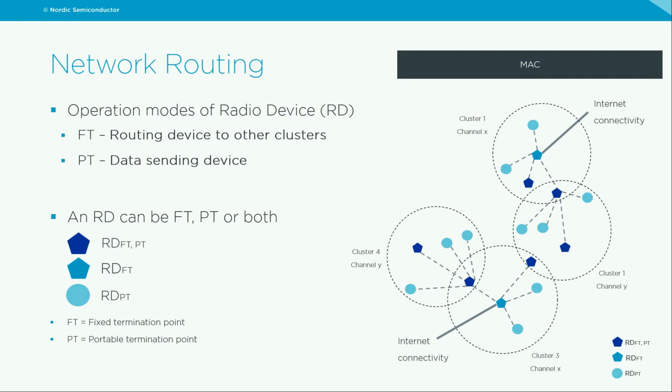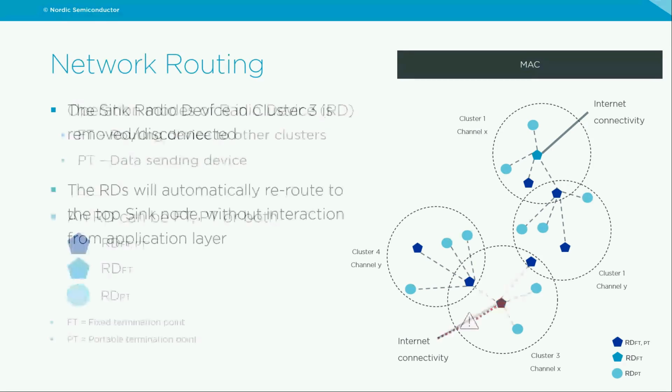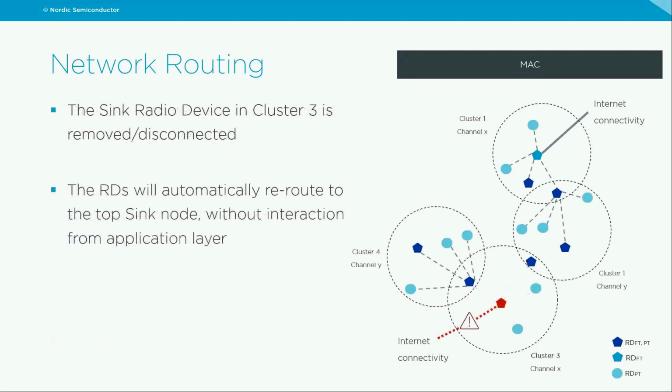So that's what we are trying to showcase on the right-hand side in the figure here, that you can have several clusters. And you can notice that you have two sync nodes, which are connected to the internet. And now let's see if the bottom sync node is removed or suddenly loses its connection. Now the nodes in cluster 3 suddenly don't have any sync node to connect to. So in the MAC layer itself, you have these self-healing properties.